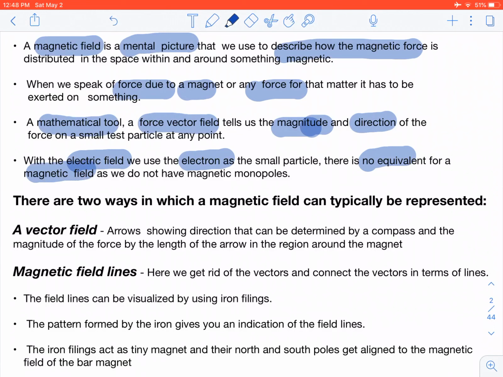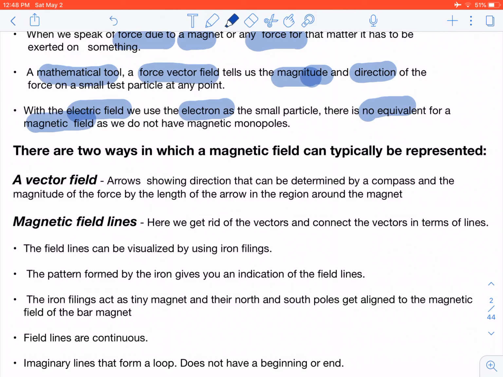Unlike charges. Charges, you can have positive charges and negative charges, right? But when we're dealing with magnets, they always have two poles. Now, there are two ways in which a magnetic field can typically be represented.